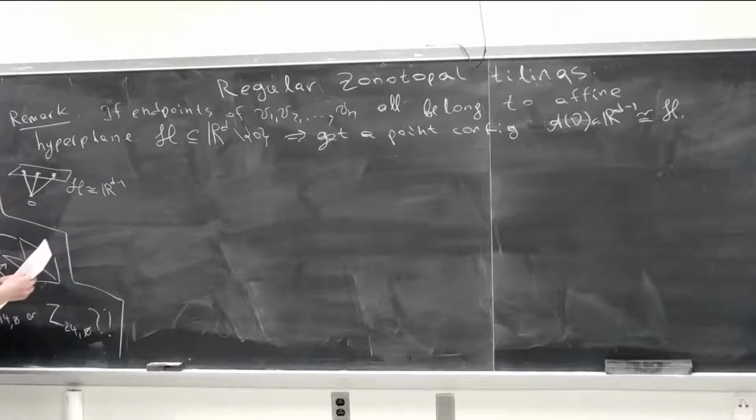And the claim is that if I now take a zonotope corresponding to the vector configuration, maybe somebody can tell me, what's the relation between zonotopal tilings of the zonotope of the vector configuration and triangulations of the point configuration? Do we get the heights?